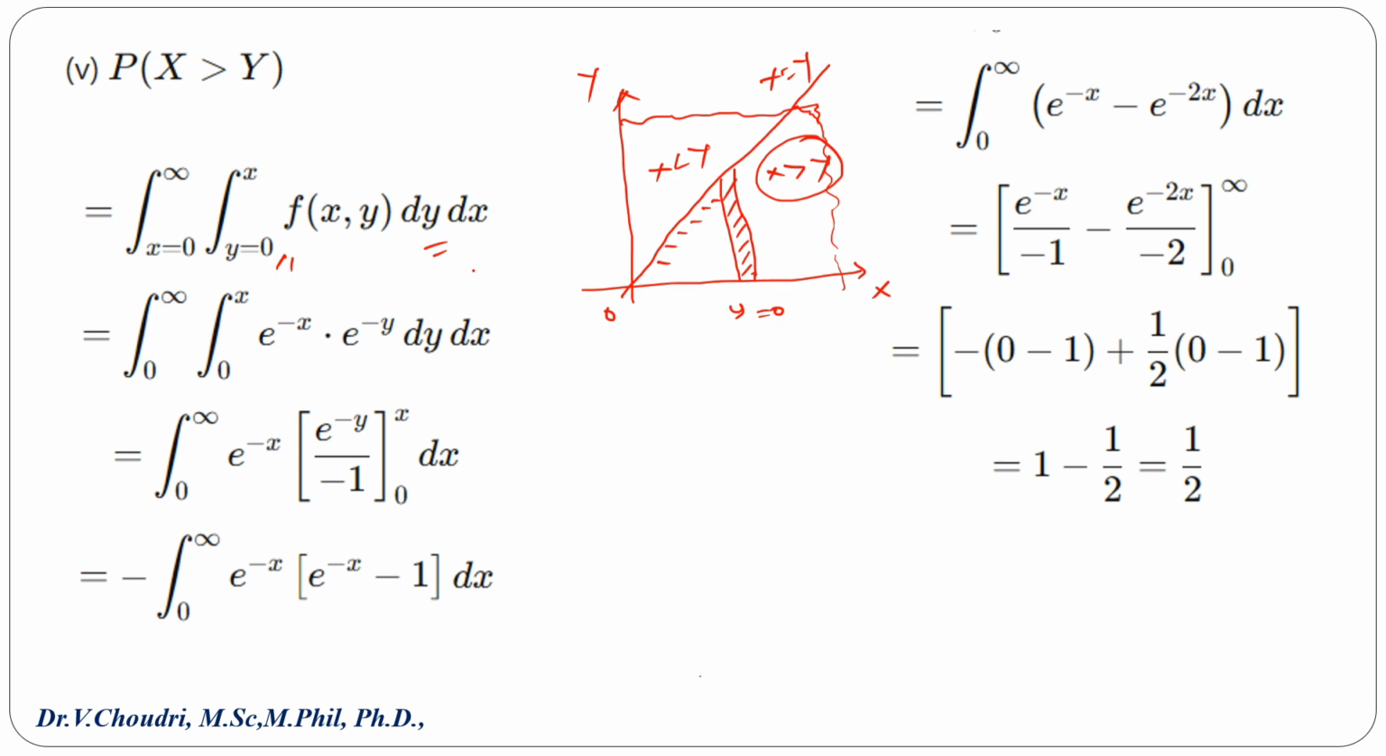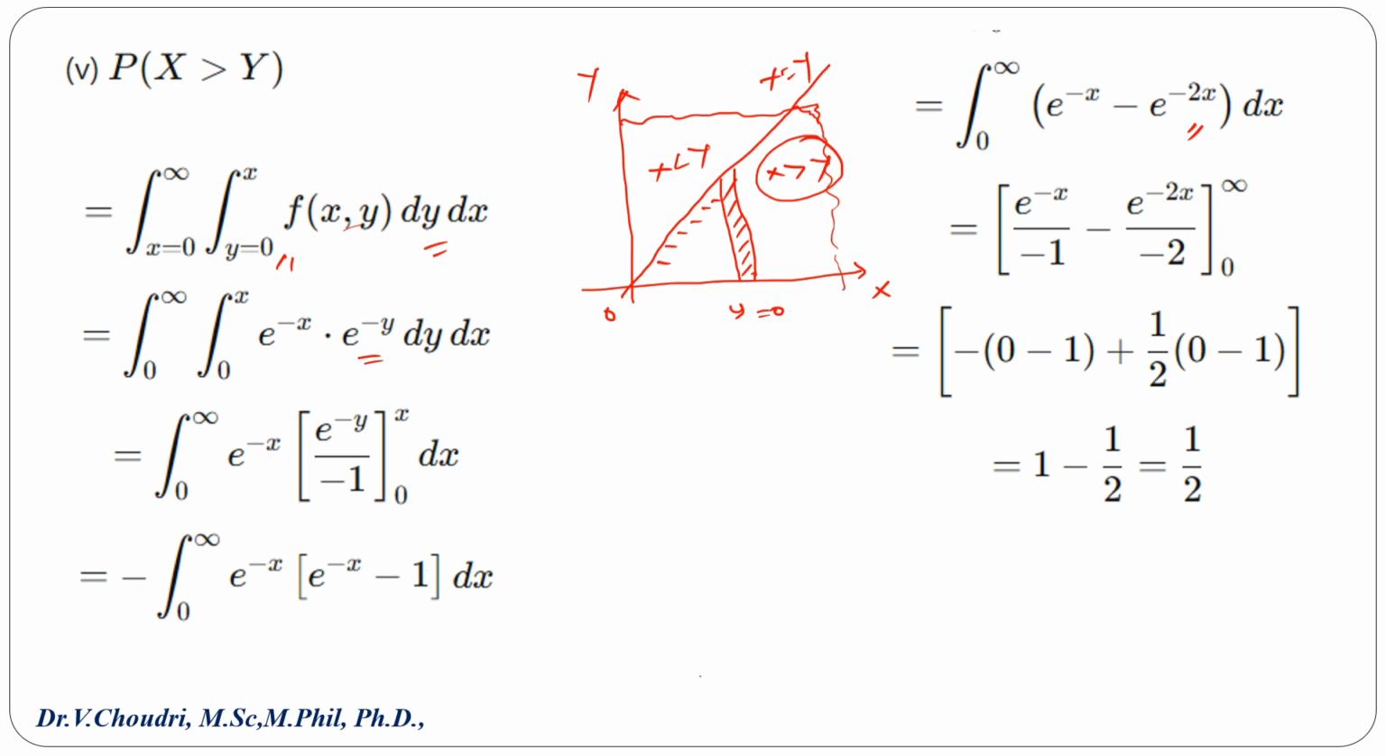Is it clear? Now what is f of x comma y? e power minus x into e power minus y. As usual, integrate first with respect to y. e power minus y divided by minus 1, upper limit x and lower limit 0, so 1. Okay, so take the minus outside. Now multiply the minus inside the bracket: minus e power minus x into this one, e power minus 2x.